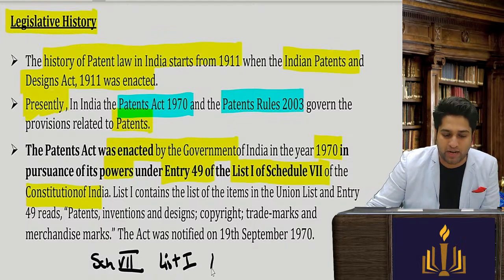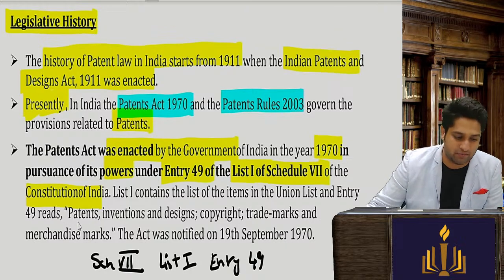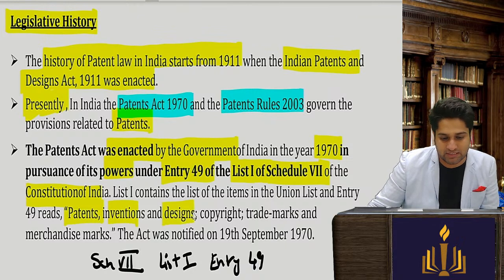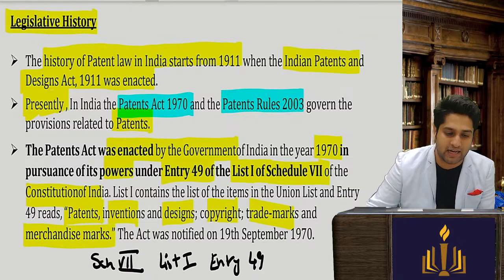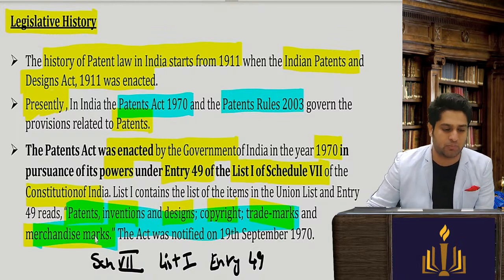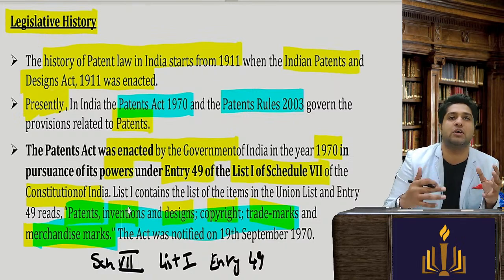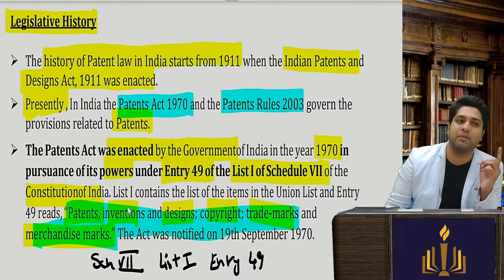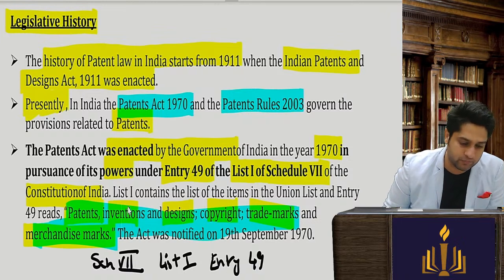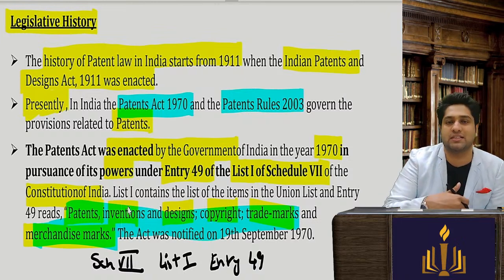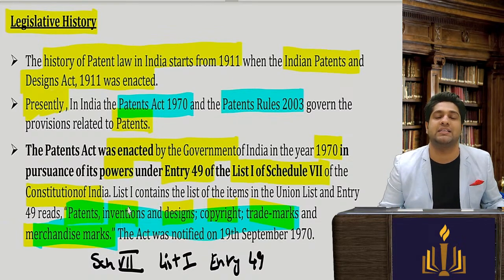In List 1, entry number 49 says the central government has the power to govern patents, inventions, designs, copyright, trademarks and merchandise marks. So obviously your entire IPR, intellectual property rights, comes under the central government, and therefore these are all central acts, because of which there is one act all over India. There are no specific state acts. So it is good for us as lawyers and company secretaries: once we know this act, you can practice anywhere in India.